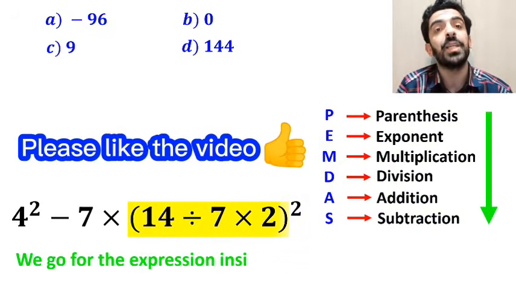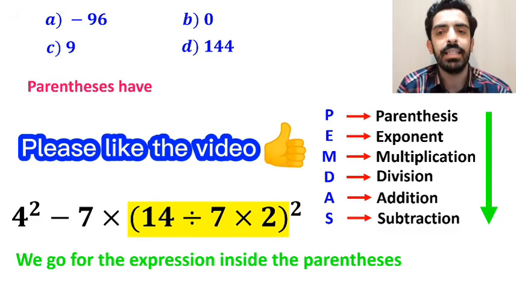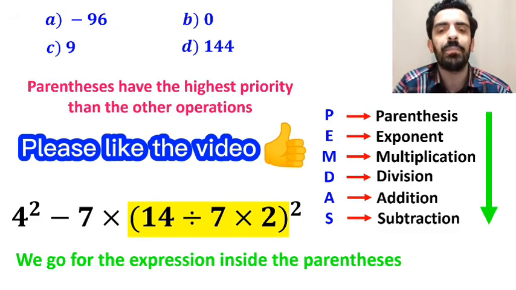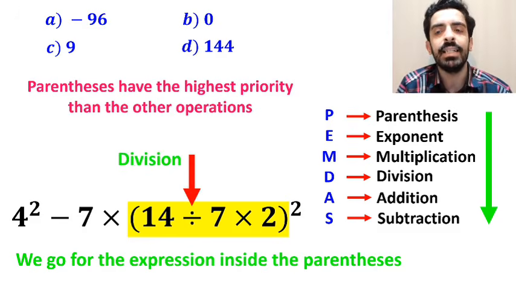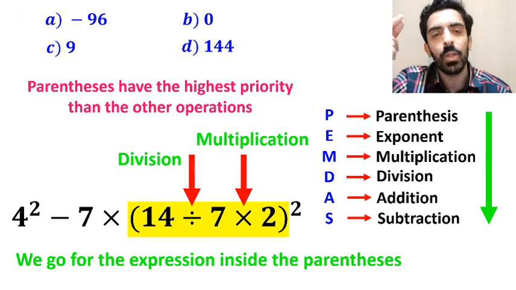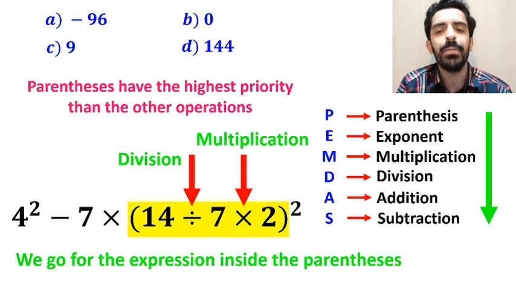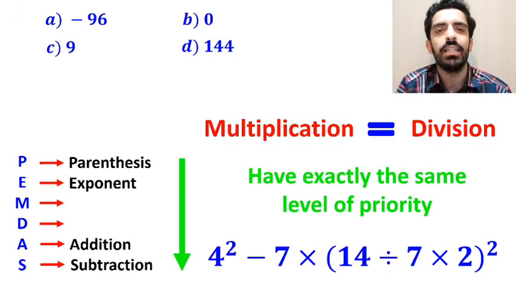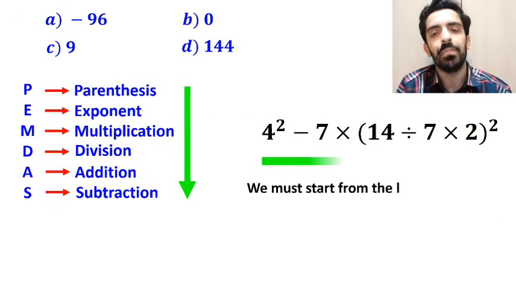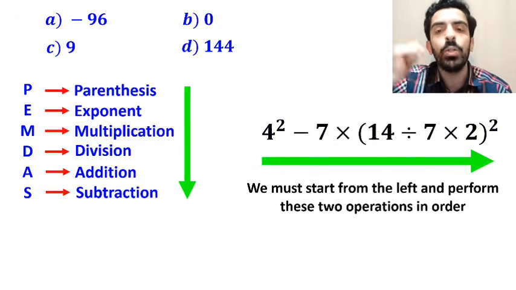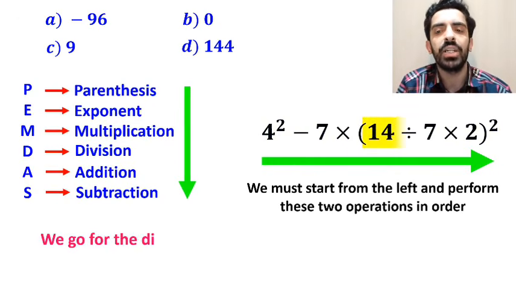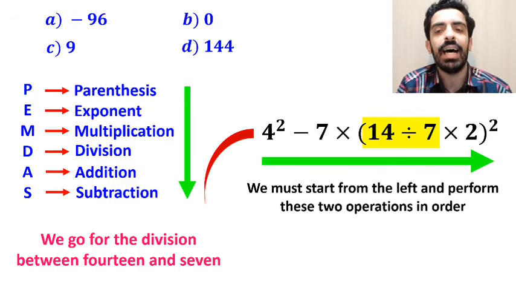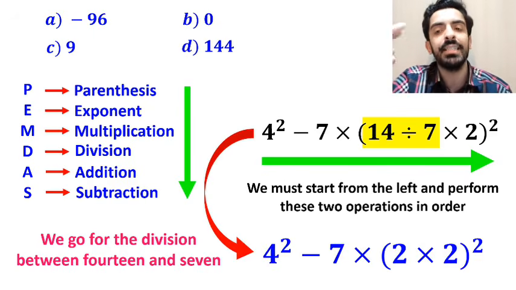So first we go for the expression inside the parentheses because parentheses have the highest priority among the operations. Inside the parentheses, first we have a division sign and then a multiplication sign. It's very important to note that multiplication and division have exactly the same level of priority. In this situation, we must start from the left and perform these two operations in order. So first we go for the division between 14 and 7 and write this expression as 4 squared minus 7 multiplied by (2 times 2) all squared.